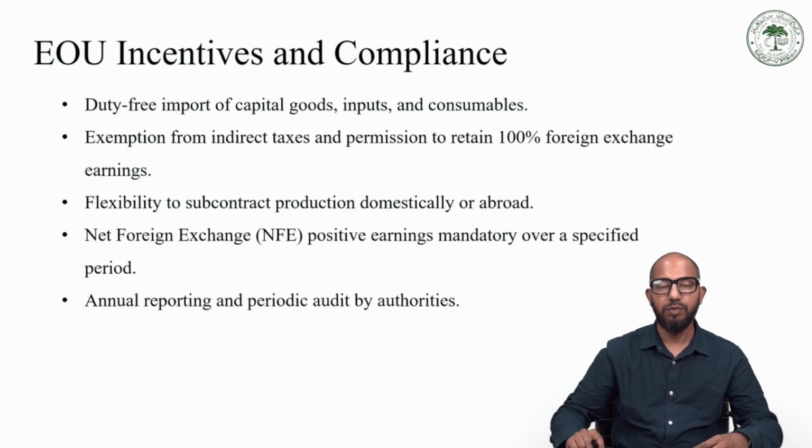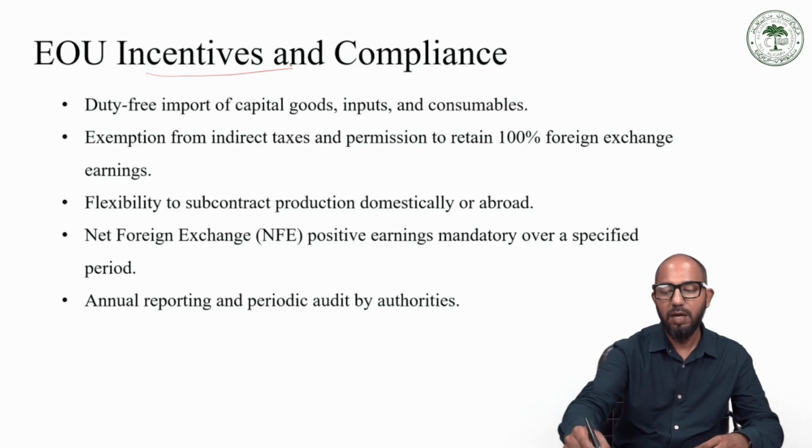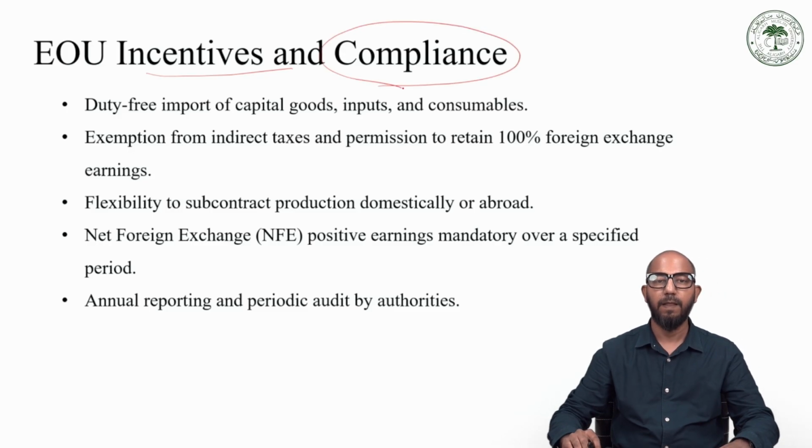Let us now try to see that if industries are set up under export-oriented units, what are the different incentives that they get and what are the compliance measures which they have to follow. The first benefit is that industries get duty-free import of capital goods, inputs and consumables. They also receive exemption from indirect taxes and permission to retain 100% foreign exchange earnings.